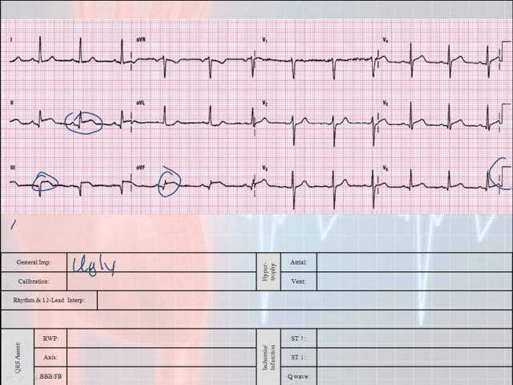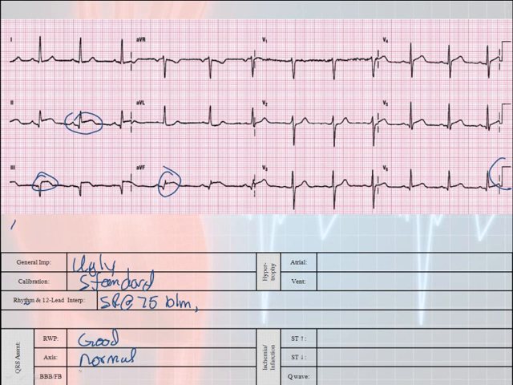Calibration, my calibration marker is standard, so rhythm interpretation looks to be a sinus rhythm, 300, 150, 175, so a sinus rhythm at 75 beats per minute. How does my R wave progression through my precordial leads look? It actually looks very good. My axis, if you look at 1 and AVF, it looks like it is a normal axis.